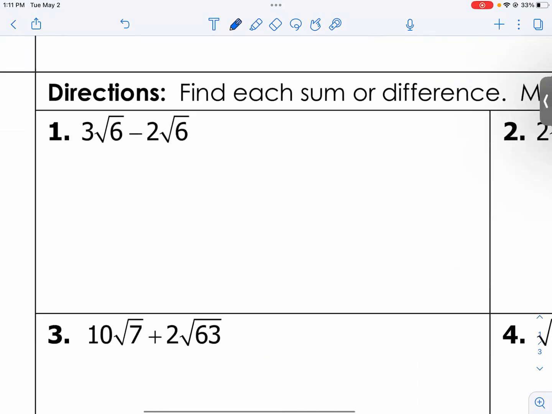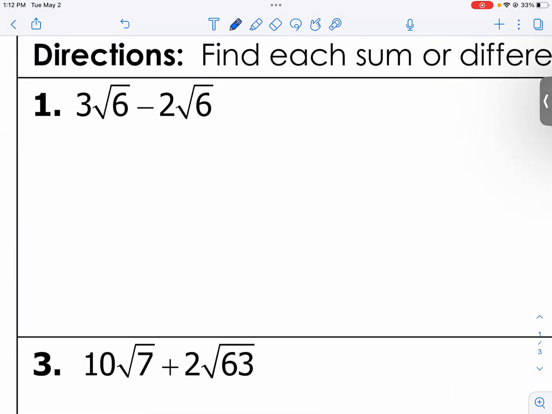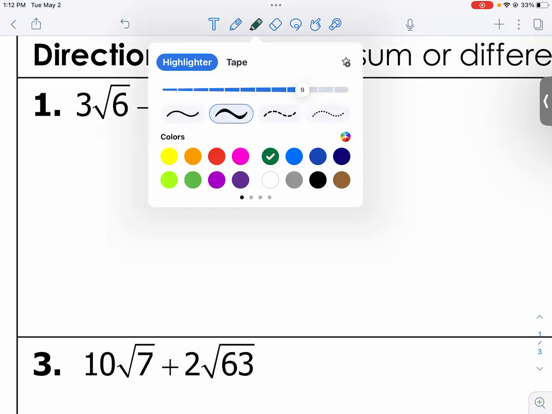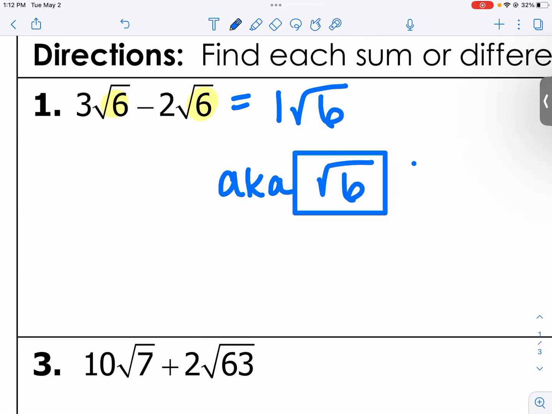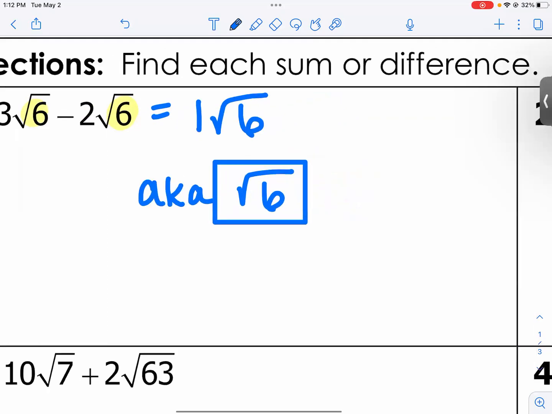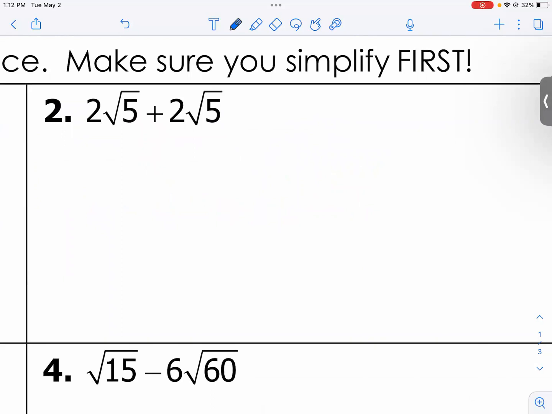So, like, right here in number 1, we can do this. Do you see how they're both radical 6s? No, it would be negative. No, it'd be 1. What's 3 minus 2? 1. So it would be 1 radical 6. Yes, also known as radical 6. Okay, so how about you write the answer to this one?